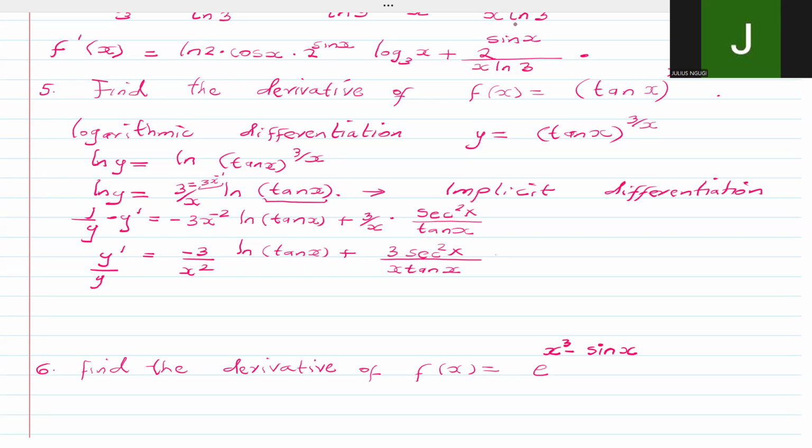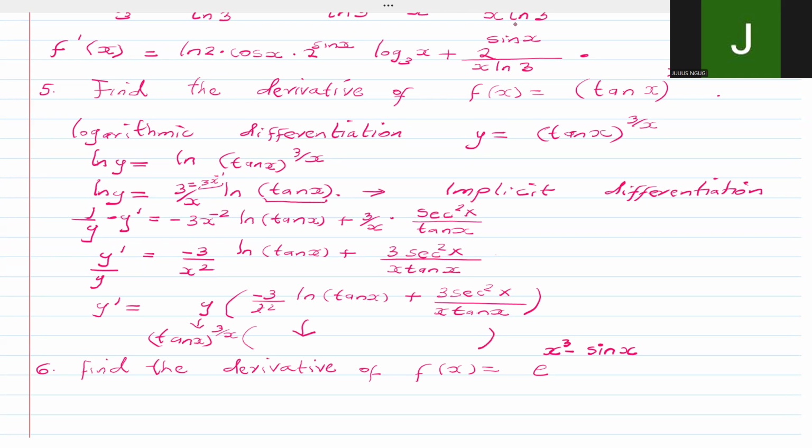Then after that, because we want to find the derivative, we'll be left with y prime, or f prime of x, equals, multiply by y across. So we have y times minus 3 over x squared natural log of tangent x plus 3 secant squared x divided by x tangent of x, all that under parentheses. And then you substitute y with the original function, which was tangent x raised to the power of 3 over x. And then you put everything inside this big parenthesis there.